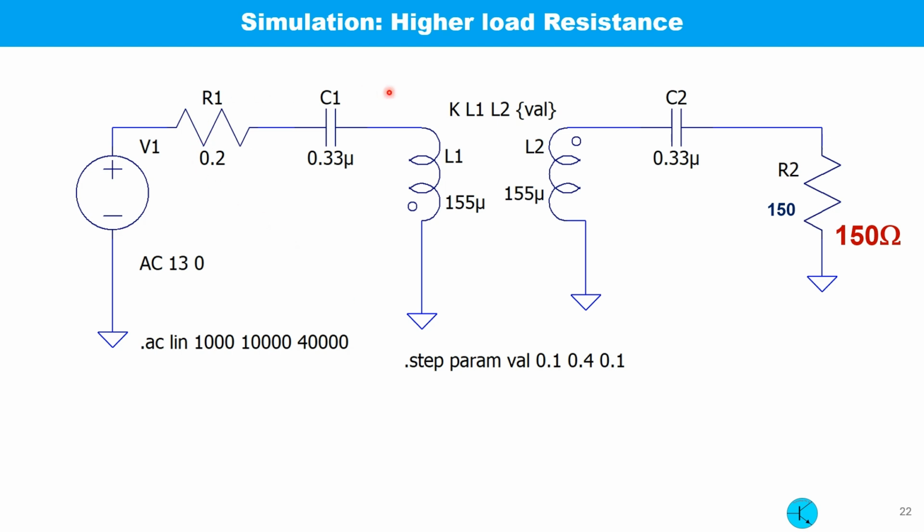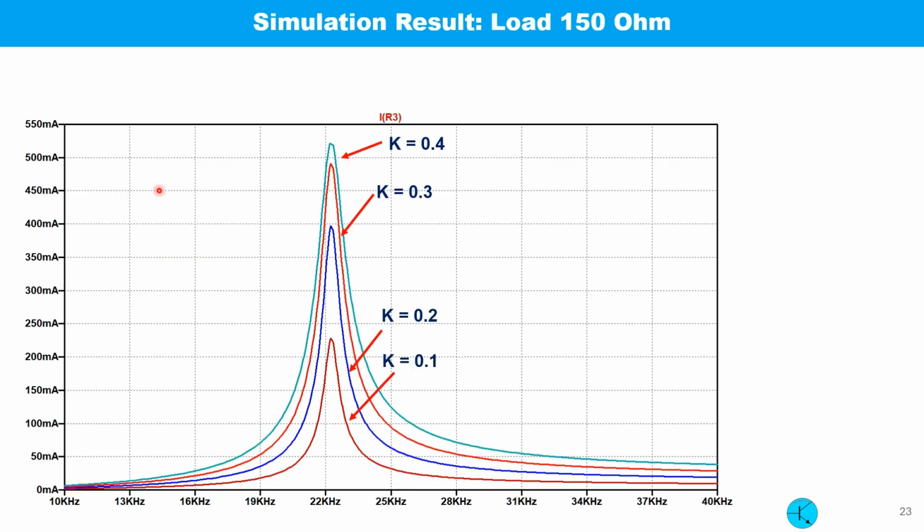This is the schematic for the simulation with 150 ohm load. At the secondary, the variation of K is the same as before. For the 150 ohm load, the situation is different. For K equal 0.1 to 0.4, output current is the same in the frequency range of interest. Only the current goes higher and higher with increasing K or decreasing separation.